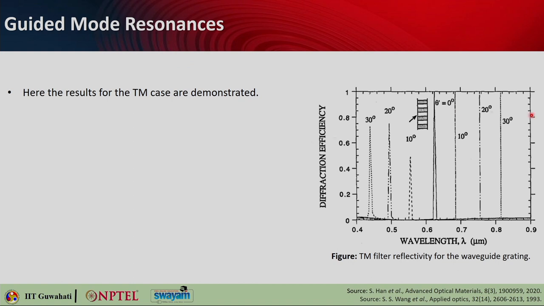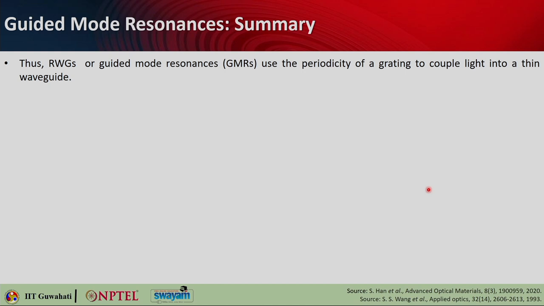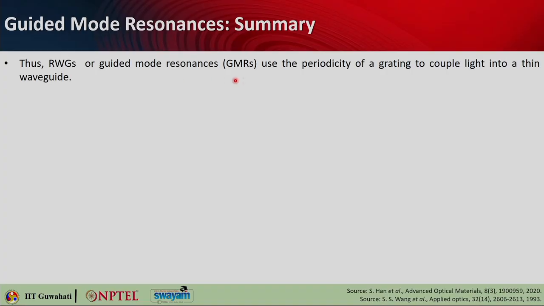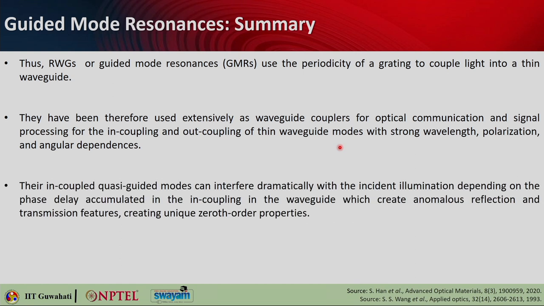The same results can also be demonstrated for the other polarization case, the TM polarization case. In this case, you can see the resonances are even narrower. Okay. And with that, we will conclude what we understood in the GMR. RWG or GMR basically use the periodicity of a grating to couple light into a thin waveguide. They have therefore been used very extensively as waveguide couplers for optical communication and signal processing for both incoupling and outcoupling of thin waveguide modes with strong wavelength, polarization and angular dependence.